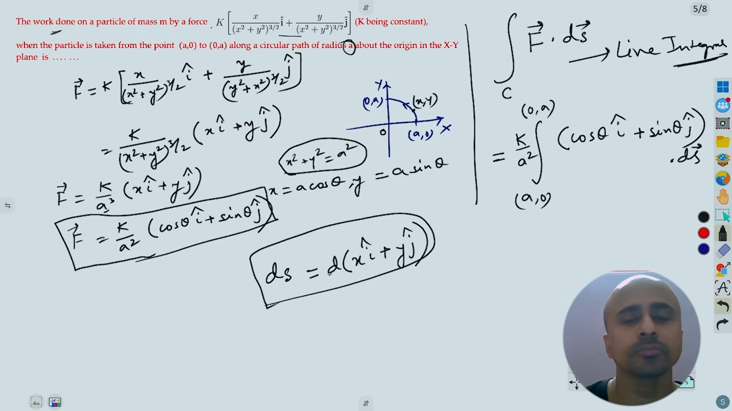Okay. So we will simply substitute this value here. Let me make this as c instead of writing this as a comma 0 to 0 comma a, because now our variable is theta. So it will be no more a comma 0 or 0 comma a. It will be according to the value of theta. Okay, because our variable is theta. So I am writing this as c. We will figure out what the upper limit and lower limit will be. So let's finish this part of the calculation first.